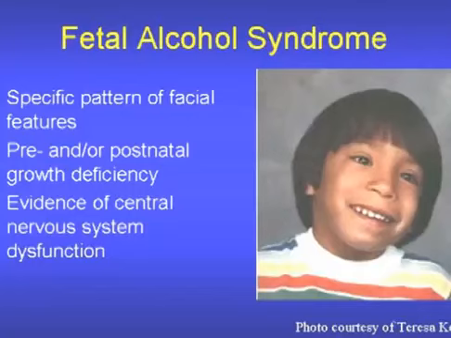There is pre- and/or postnatal growth deficiency. Usually the children are born small, that is, less than the 25th percentile, and remain small, at least until puberty. Finally, there must be evidence of central nervous system dysfunction. This CNS dysfunction might be physical, for example, microcephaly, or behavioral, for example, hyperactivity and mental retardation.